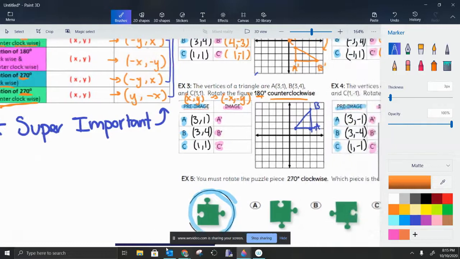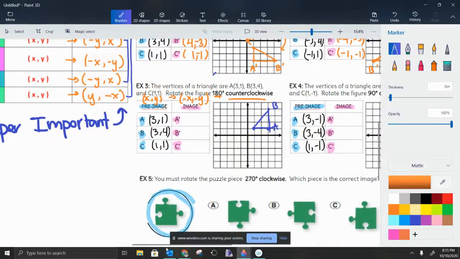So I don't need to flip the order this time, like I did in the previous examples. This time I am just simply changing the sign of the original numbers. So 3, 1 becomes negative 3, negative 1. 3, 4 becomes negative 3, negative 4. And 1, 1 becomes negative 1, negative 1. So all I did was change the sign of every number, but leave them in the correct order. Now I can plot my shape.